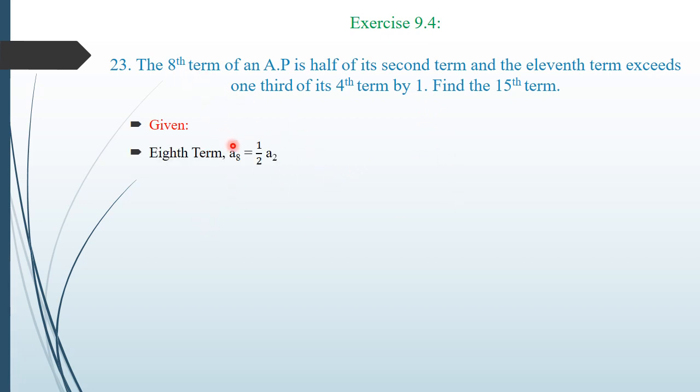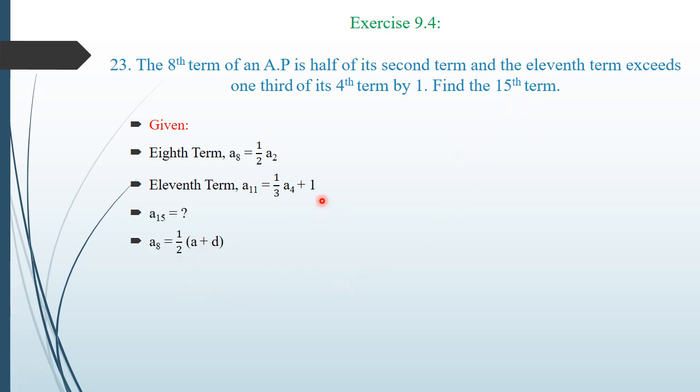You can see here the 8th term I can represent as a8 is equal to half of its second term. I can write it as half of its second term, that is a2. Therefore the first statement we have written in terms of an equation, that is a8 equal to 1 by 2 times a2. The second statement is the 11th term, that is a11, exceeds. I have told earlier, exceeds means I have to consider a plus sign. What does it exceed? It exceeds 1/3 of its fourth term. It exceeds 1/3 of its fourth term by how much? 1. So I can write the second statement in this form, that is a11 equal to 1/3 of the fourth term plus 1. Now we need to find the 15th term.